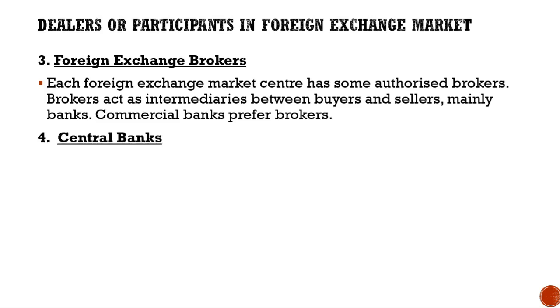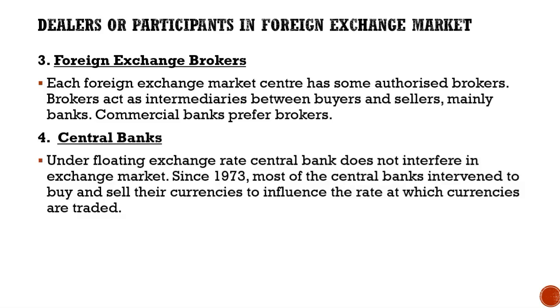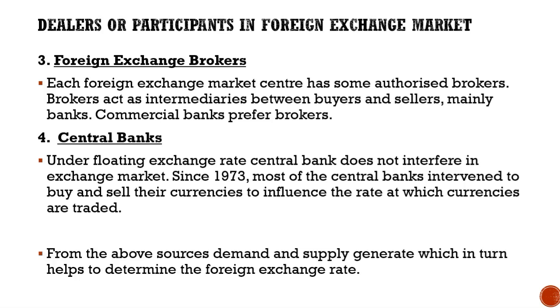Next, we have the central bank, or as you know it, the RBI for India. Under a floating exchange rate, the central bank does not interfere in the exchange market. This is what we have already learned in the first module. But since 1973, most central banks intervened to buy and sell their currency to influence the rate at which currencies are traded. So the central bank also becomes an important participant in the foreign exchange market. Now from the above sources, demand and supply are generated, which in turn helps to determine the foreign exchange rate.